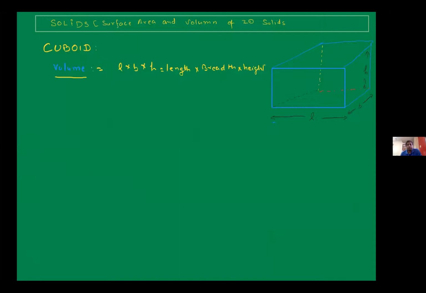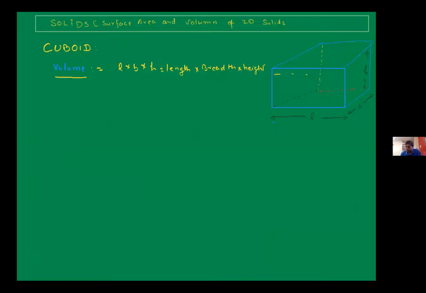Now we need to find the total surface area of the cuboid. How to find the total surface area? If you see the picture, this is one area. The back side of this is the same size, one more area.